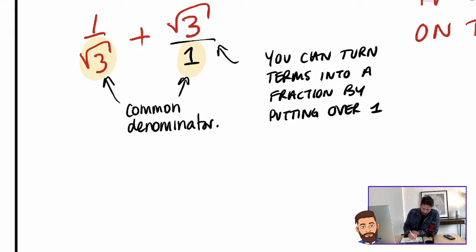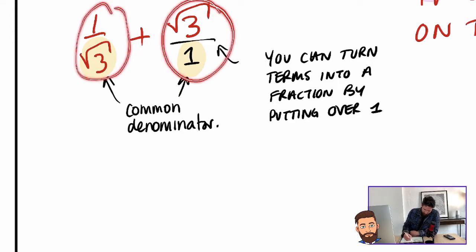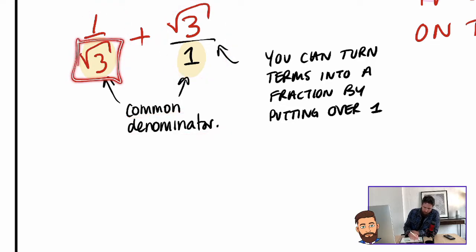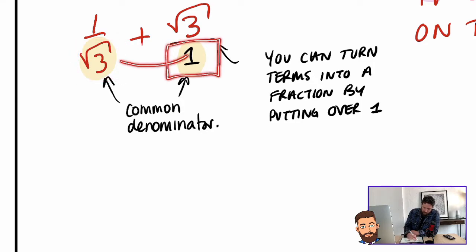So to add 1 over root 3 and root 3 over 1, we've got to make sure there's a common denominator. Well, this denominator is root 3, and this denominator is 1. What could we turn them into to make them the same? Well, whenever you've got 1 as a denominator, you can just change that into the other one. So I could make this 1 into root 3. How would I make it root 3? I would multiply top and bottom by root 3.